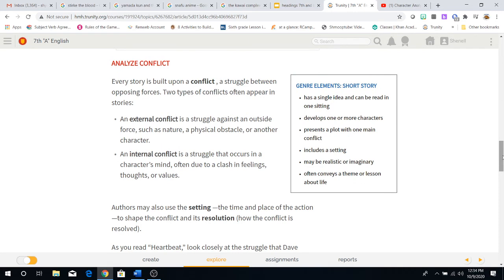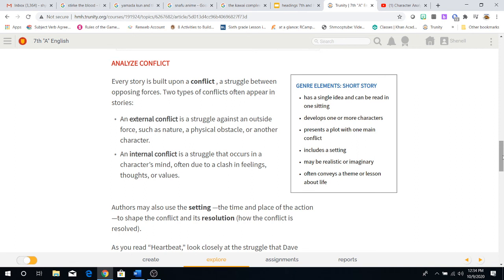Remember, we talked about this before. There were two different types of conflict. You have external conflict and you have internal conflict. Reminder, a conflict is a struggle between opposing forces. That means between either two people, a person and an animal, or a person and a natural disaster. An external conflict is a struggle against an outside force like nature, a physical obstacle, or another character.